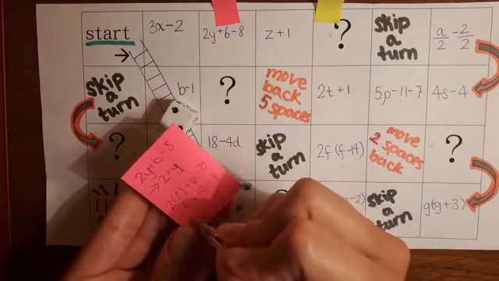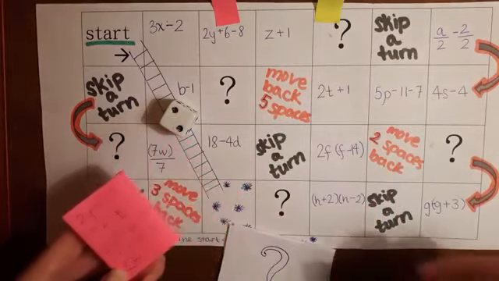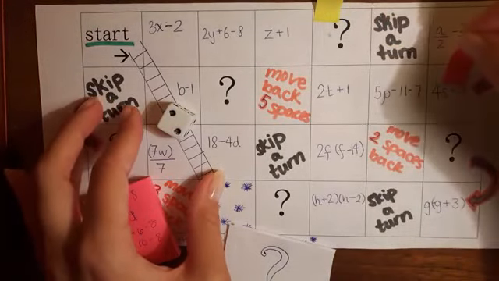So just following through with this, 14 minus 8 is 6. So the pink player will move 6 spots. 1, 2, 3, 4, 5, and 6.